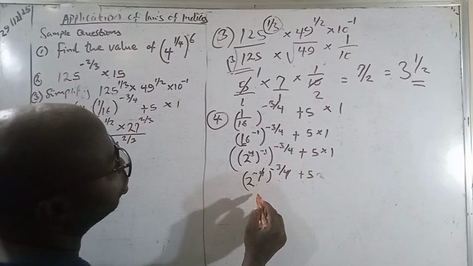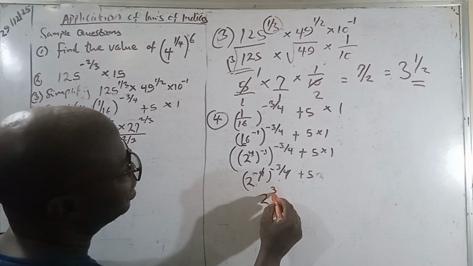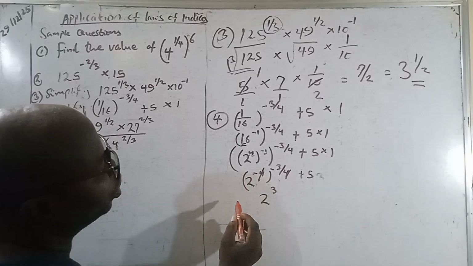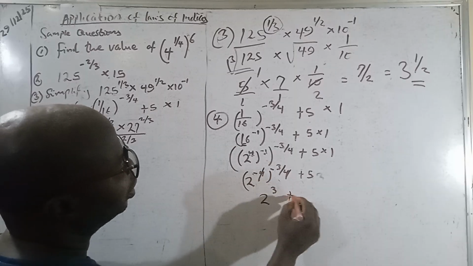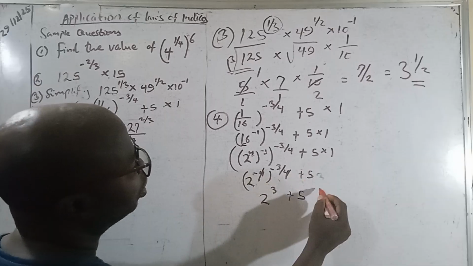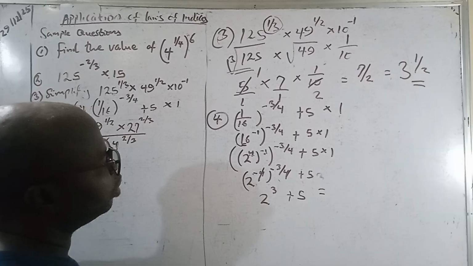Okay, minus times minus is plus, so we have 2 raised to power 3. Minus times minus is plus, so this 4 has cancelled this, so the power we have left there is 3, plus 5. 5 times 1. No big deal about the 1 there since it's multiplication.